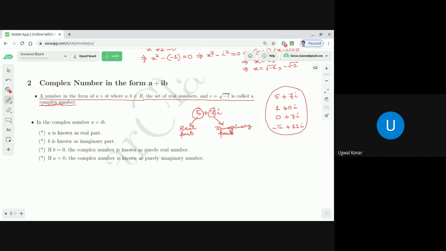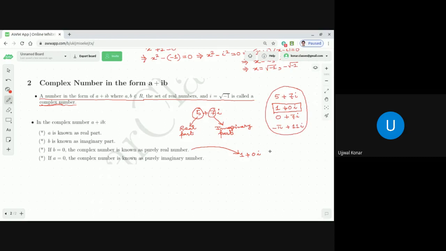If b is equal to 0, the complex number is known as a purely real number, which I said in case of 1 plus 0 into i. If you see 1 plus 0 into i, where b is 0, it is in the form of a plus ib where b is equal to 0. And this representation is known as a purely real number. 1 plus 0 into i is what? 1. That is a purely real number.